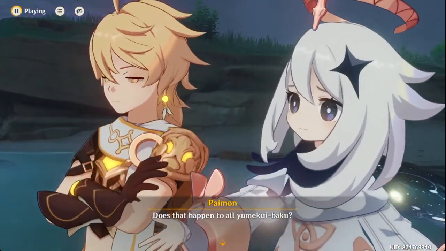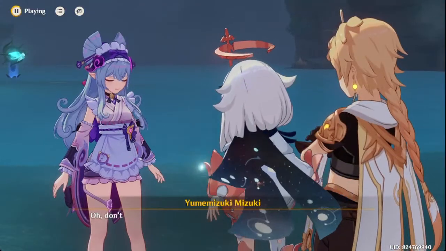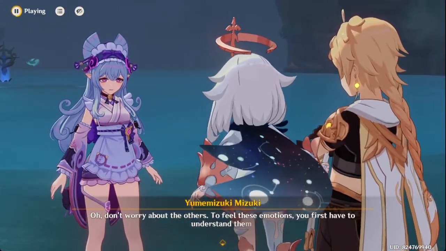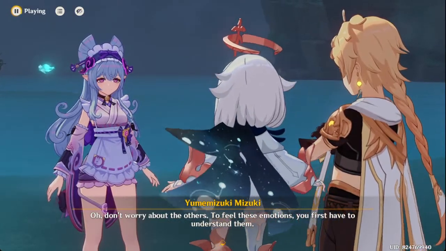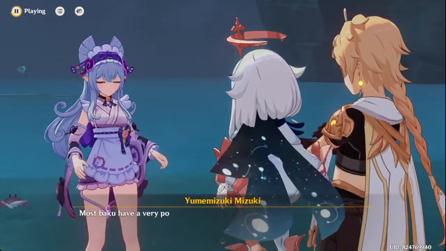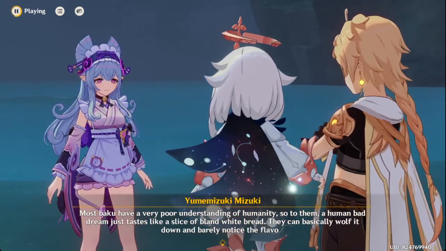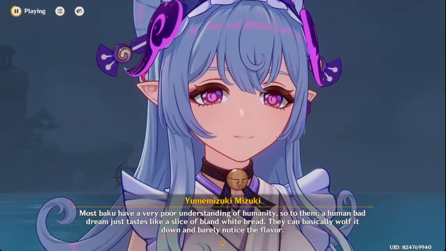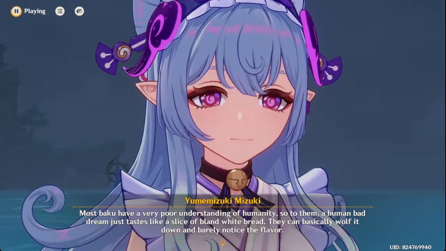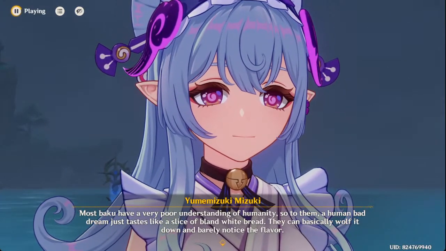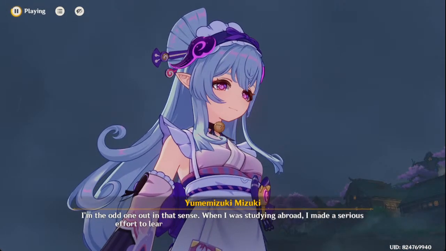Does that happen to all Yumikui Baku? Oh, don't worry about the others. To feel these emotions, you first have to understand them. Most Baku have a very poor understanding of humanity. So to them, a human bad dream just tastes like a slice of bland white bread. They can basically wolf it down and barely notice the flavor. I'm the odd one out in that sense.